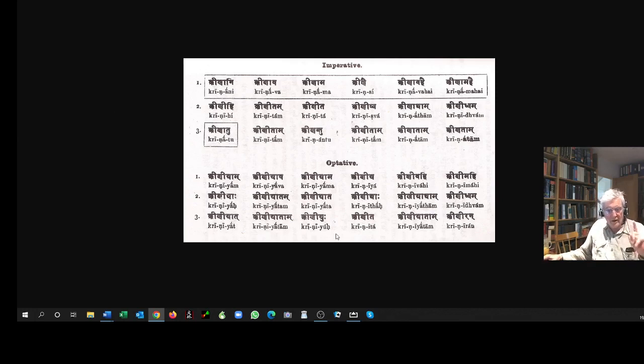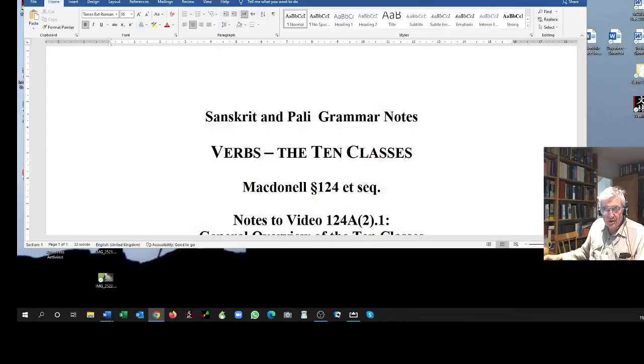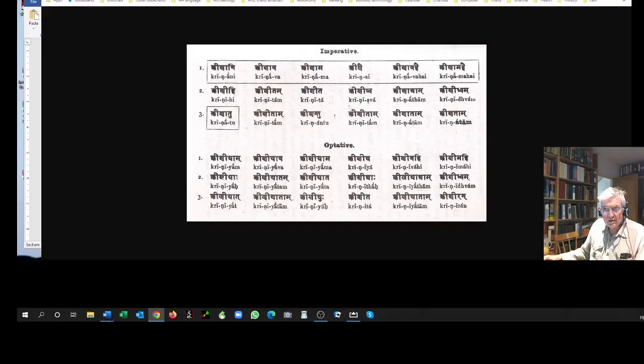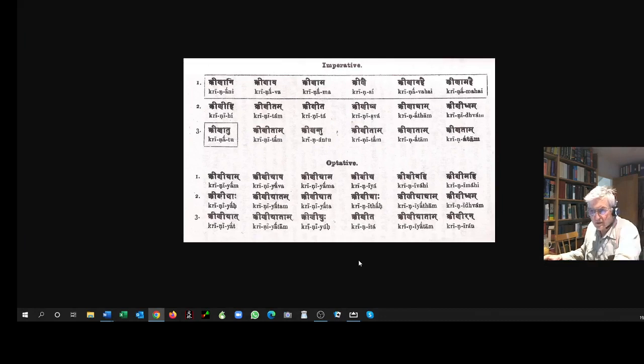The only thing you should remember is that the present participle is formed on the basis of the present stem. So, for example, what's happened here? I don't know what's happened here. Anyway, the present participle is formed from the third person plural. You can make it of the present stem. So kri, let's just take this one. I might shift it.